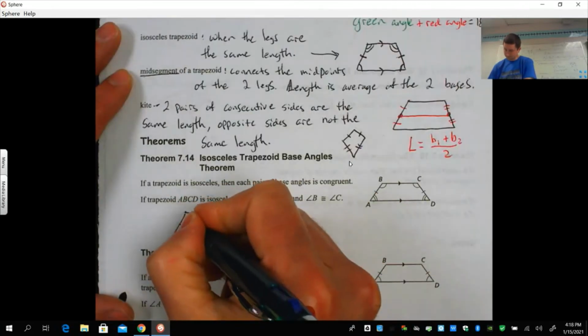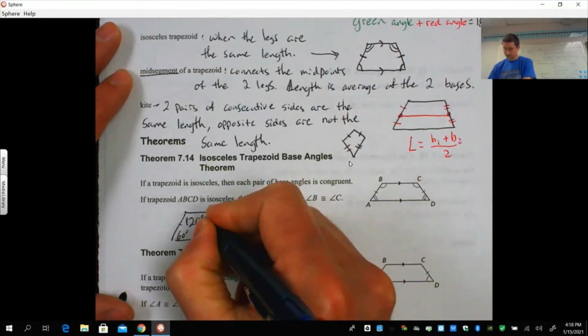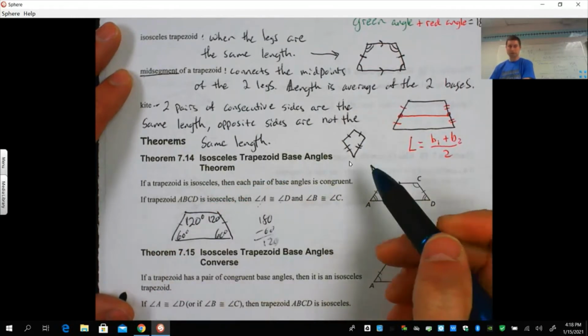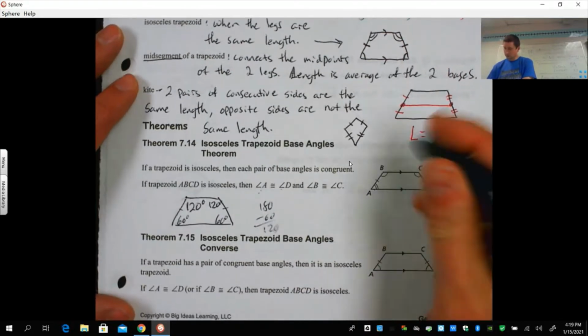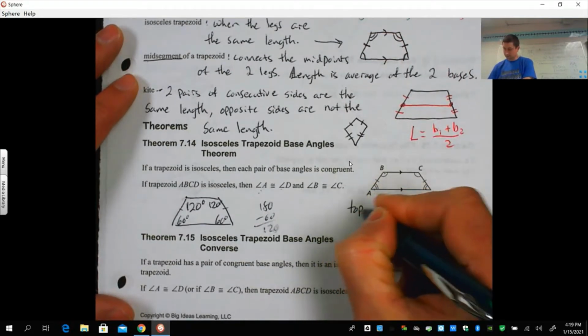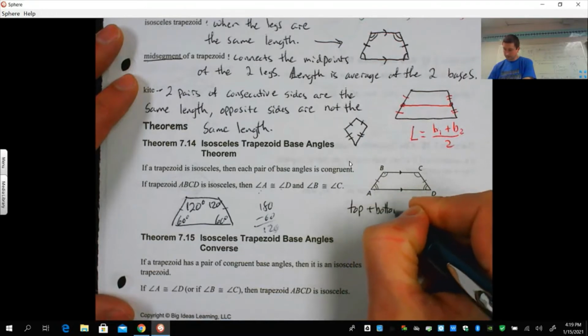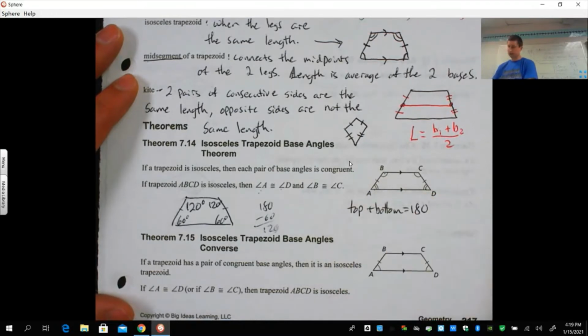That's 120. And that makes that 120. So that's where your congruent angles are. The two on top, two on bottom. Okay, remember top plus bottom equals 180. They're supplementary angles.